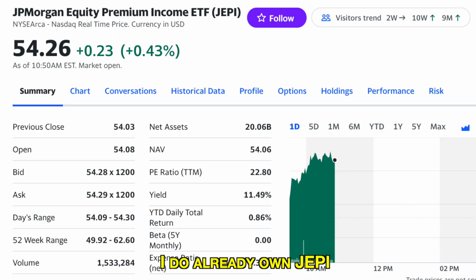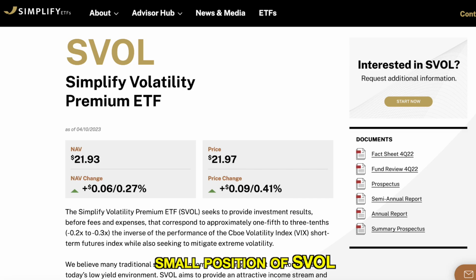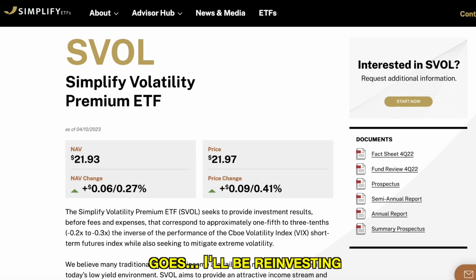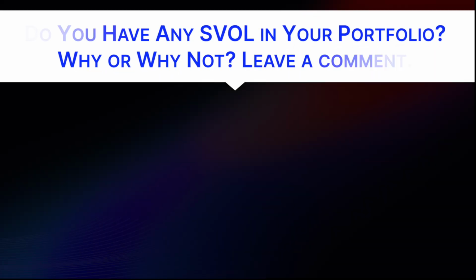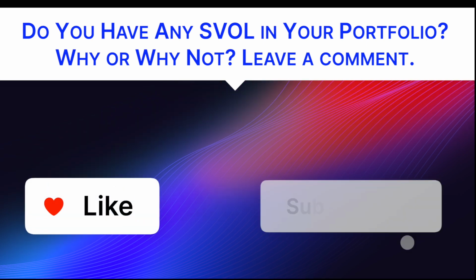I do already own JEPI, QYLD, and RYLD, but I will likely buy a small position of SVOL to put in my dividend portfolio to see how it goes. I'll be reinvesting all the dividends into more shares. Do you have any SVOL in your portfolio? I'd love to get your thoughts and opinions on this high dividend ETF.